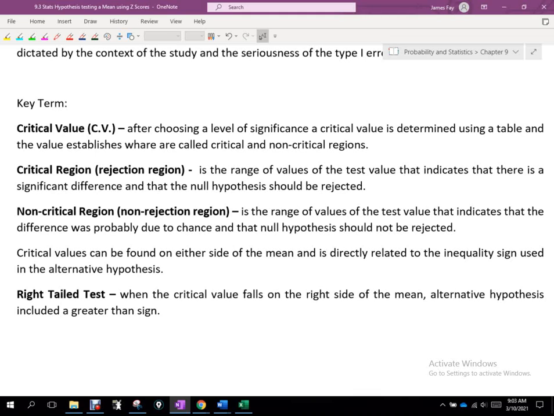Critical values can be found on either side of the mean, and it is directly related to the alternative hypothesis.